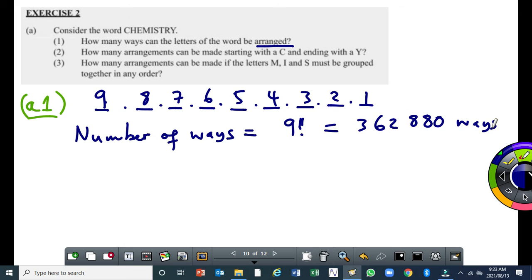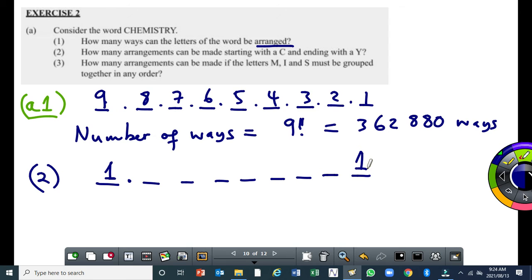All right. Number 2, how many arrangements can be made starting with C and ending with a Y? Now we have got a restriction on position. So the restriction will be the first position must have a C. So we have got one C there. So this position only has a C, which is 1. Right? So 2, 3, 4, 5, 6, 7, 8, 9. The last one must have a Y, which is also 1. Right? So when you are doing questions on restriction, you must fix what's being restricted first.